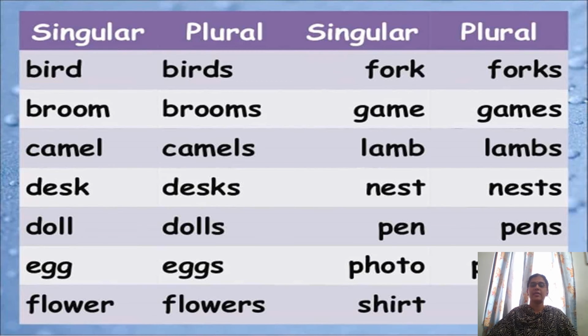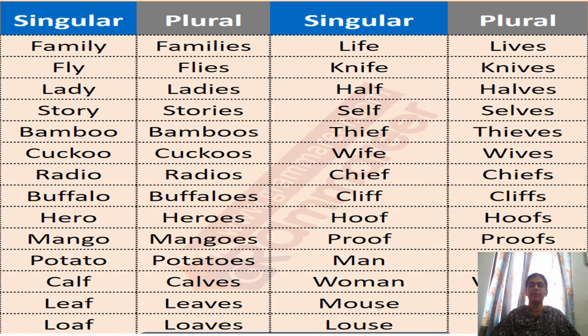So these were the different rules which you have to remember when dealing with singular and plural. Here you can see a lot of examples. Family, families. Fly, flies. Lady, ladies. I gave you this many examples for the rules we learned. If you practice them, it will be very easy for you to remember.